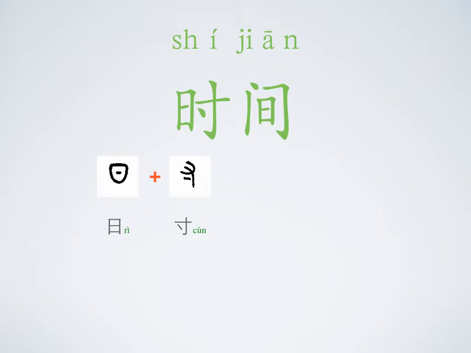The second character, 间, the original character is like the door. Outside part is the door, 门. Inside is 日, okay? The sunlight goes through the door. It actually means space. So 时间 is time.